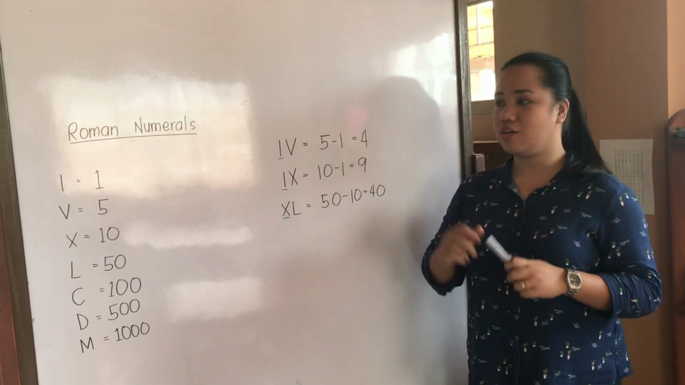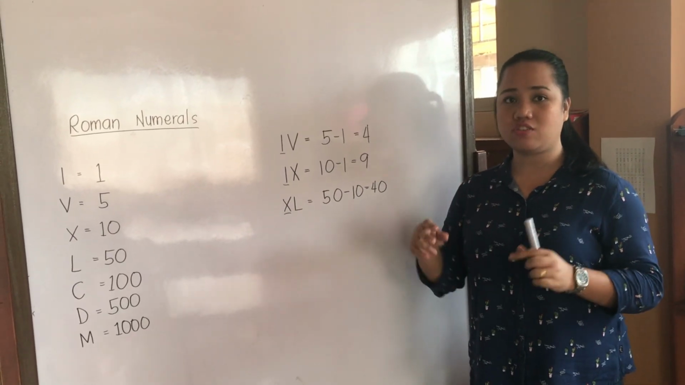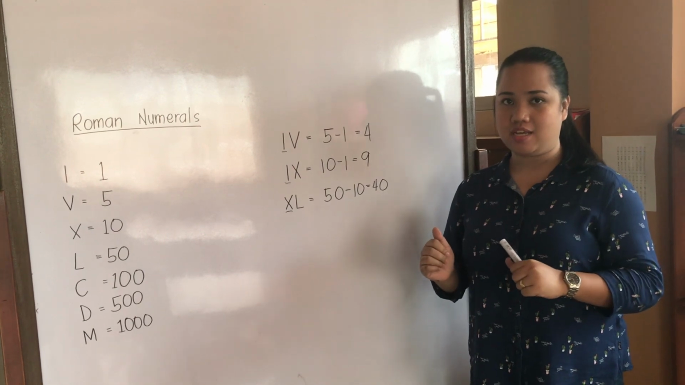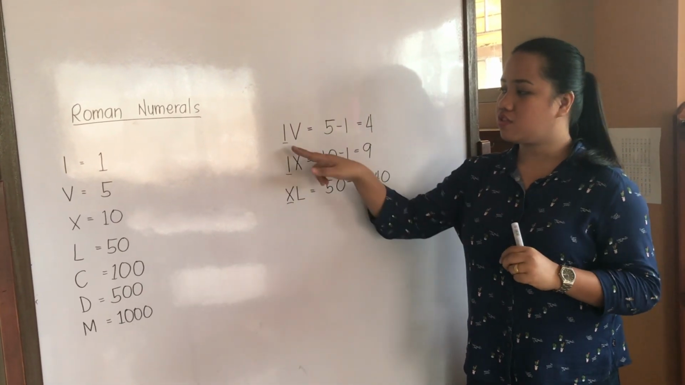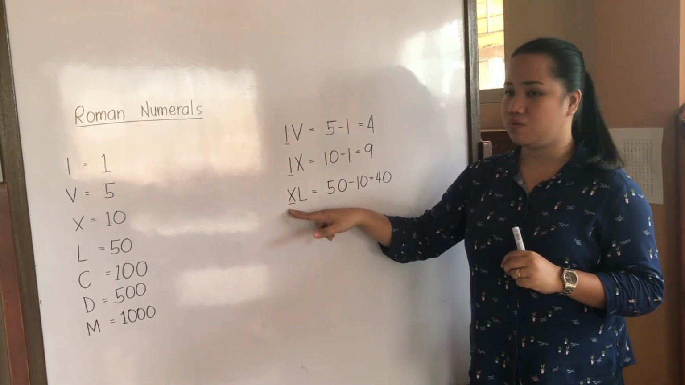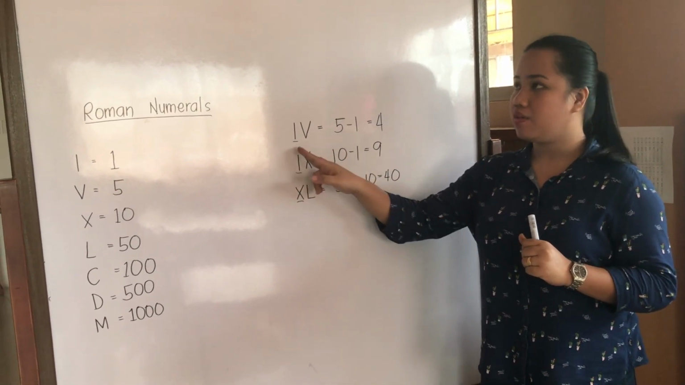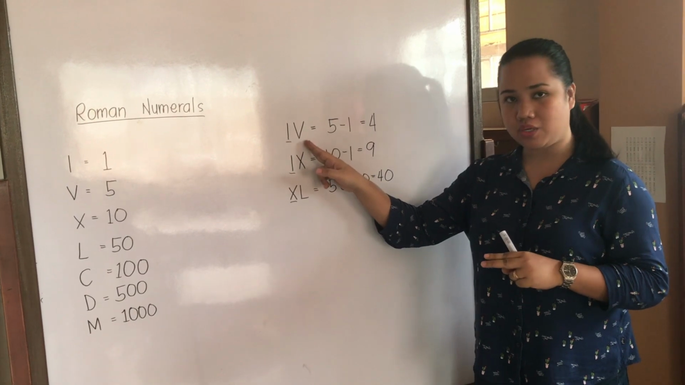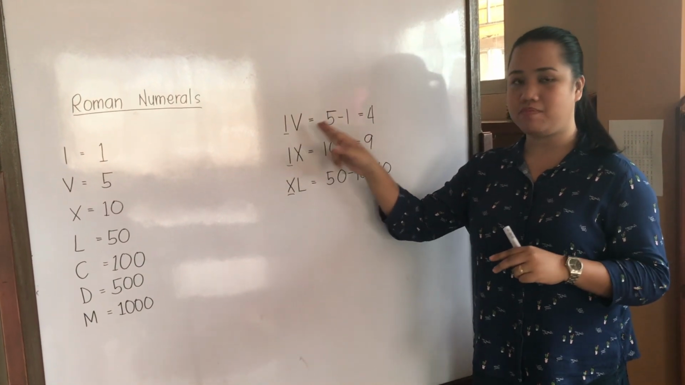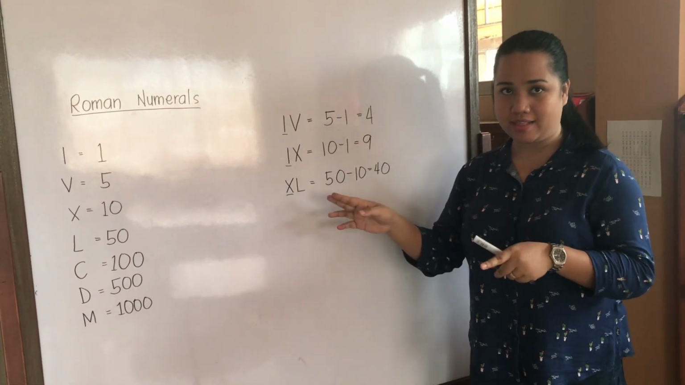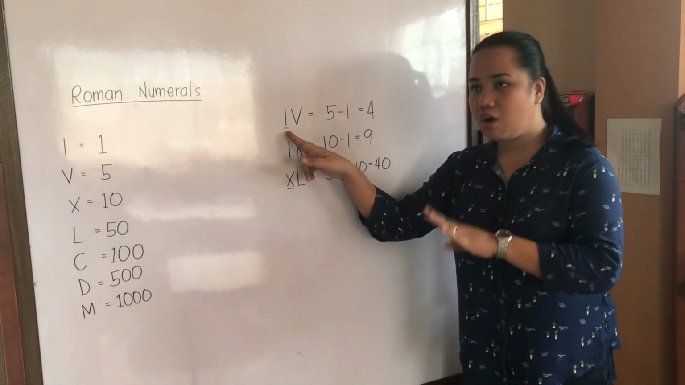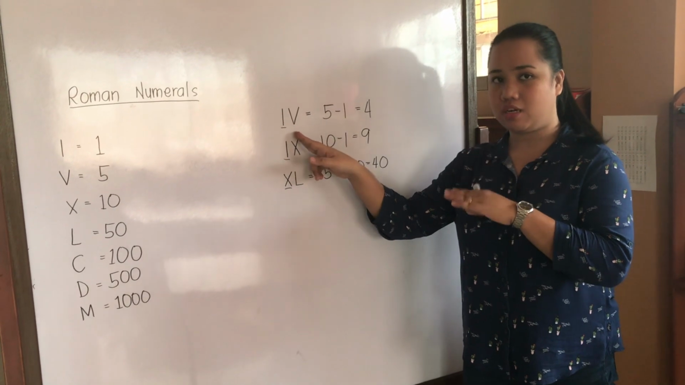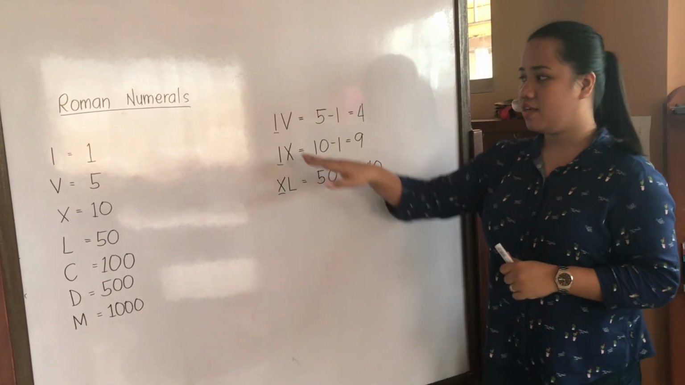Okay, so now that the rule number 2 is already cleared, let's go to the rule number 3. Okay, rule number 3 said that if you put this lower value of Roman numeral to the left side of the bigger value of Roman numeral, it means you have to subtract from it. So you have to remove that smaller Roman numeral from the bigger Roman numeral. So let's have this example.